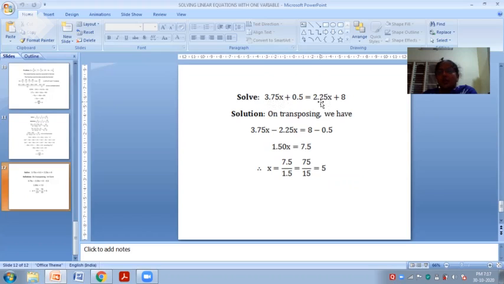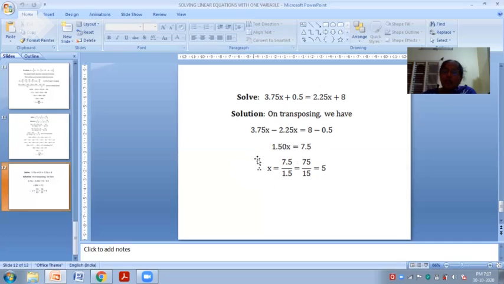So 3.75x is here, now 2.25x is transferred to this side, and similarly 8 is here, and 0.5 is transferred to this side, meaning minus 0.5. Got it? Therefore, what is the remaining? 3.75x minus 2.25x, that is 1.5x. And then 8 minus 0.5, that is 7.5. So 1.5x is equal to 7.5.